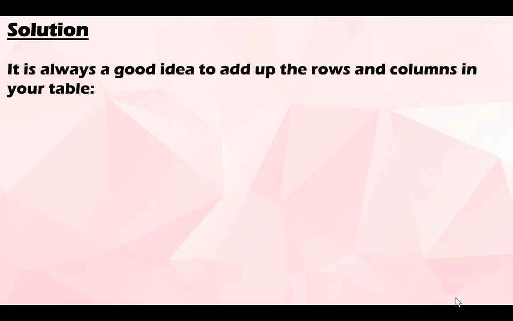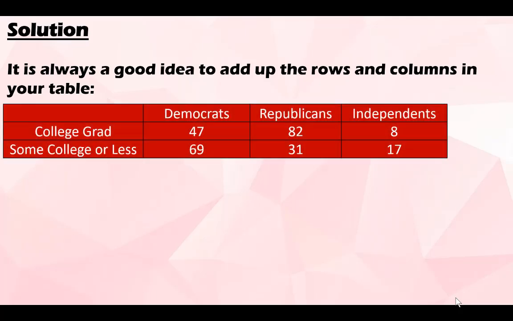Whenever we're dealing with probability and tables, it's always a good idea to add up all the rows and all the columns in your table. So if we add up all the Democrats, we see there's 116. The Republicans number 113. And for independents, we get 25. When we add the college grads up, we end up with 137, and those with some college or less add up to 117.